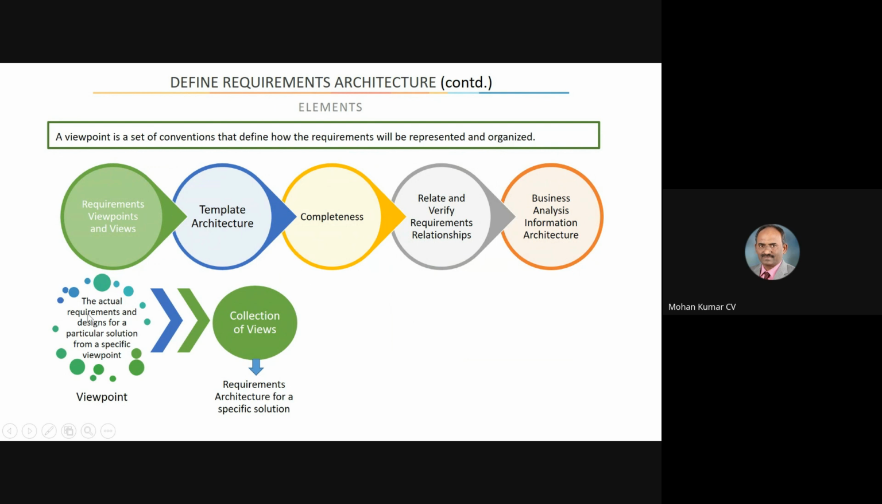Now, requirements architecture covers the actual requirements and designs for a particular solution from a specific viewpoint. Because there are different viewpoints, like the use cases we spoke about, how these requirements should be captured is important. The requirements architecture for a specific solution is a collection of views. So that is one point: you can take different viewpoints. When you say requirements architecture, you can use use case diagrams to understand how different requirements are related. So it is a way of representation.